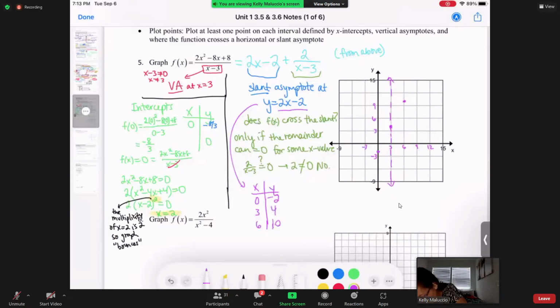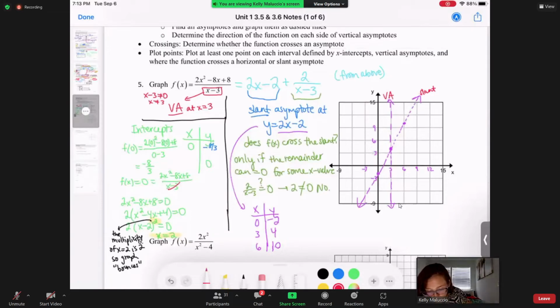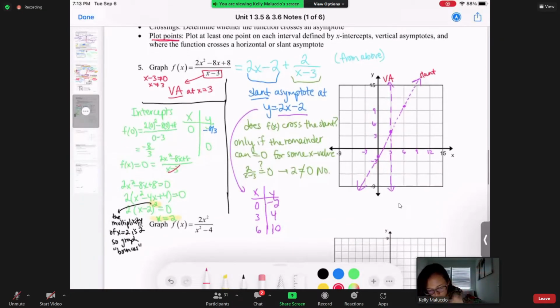But okay. So now we can make a dotted line. And this is our slant. So maybe we should label these. This is the vertical asymptote. This one's the slant asymptote. And now last but not least, we plot a few points. We want to plot at least 1 point in each interval defined by the x and y intercepts. Oh, I guess we could plot the intercepts as well.